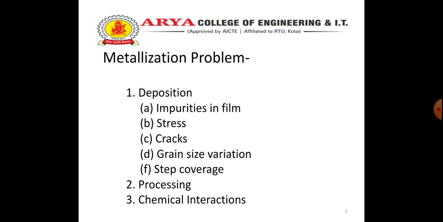Step coverage. Step coverage is a serious problem for physical vapor deposited film. Poor step coverage results because of the directionality of the deposition, low mobility, and the enhanced topography. So after this, we are having processing. Metallization is applied at different stages of integrated circuit processing. The gate metal is deposited and patterned during early stages.